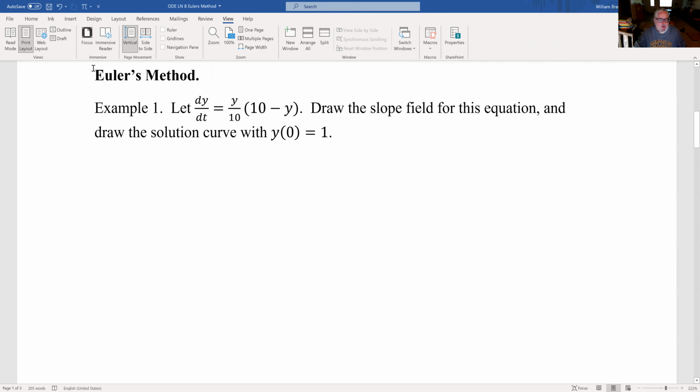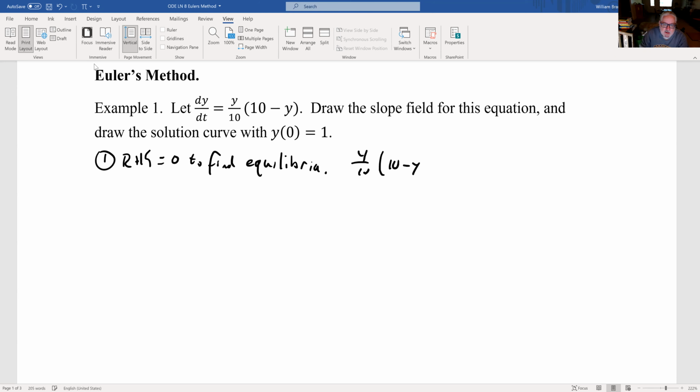So dy/dt equals y over 10 times 10 minus y. So draw the slope field. How do you draw the slope field? Step 1, set the right-hand side equal to 0 to find the equilibria. Hopefully everybody writes that down because it's important to remember how to find the equilibria. So y over 10 times 10 minus y equals 0 means that y equals 0 or y equals 10. So those are equilibria.